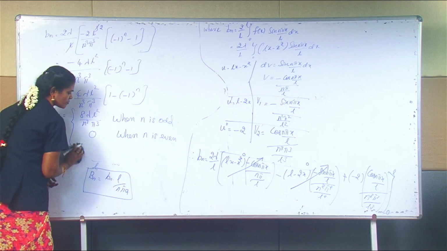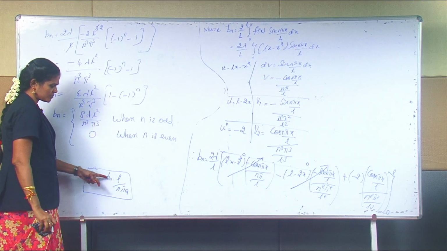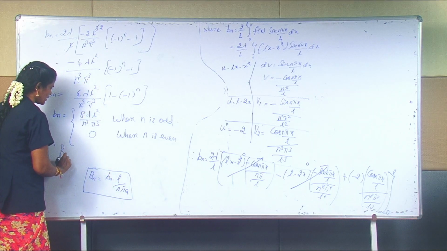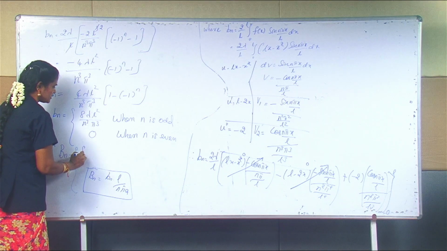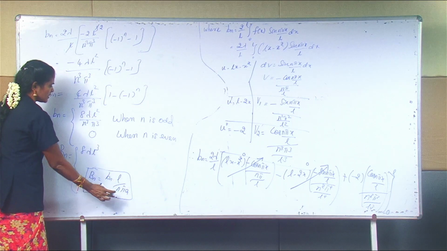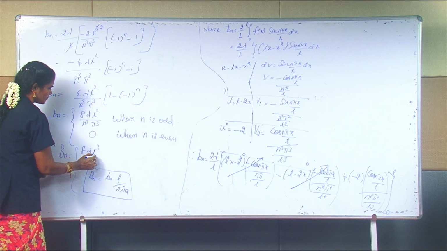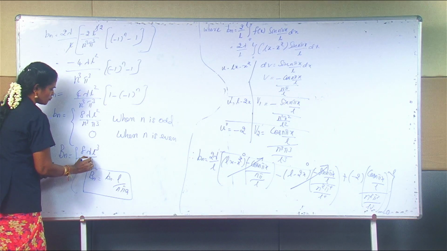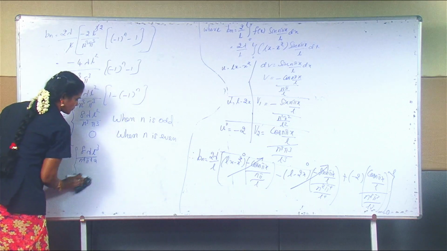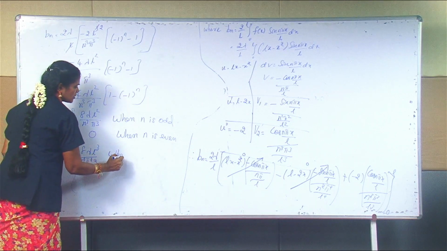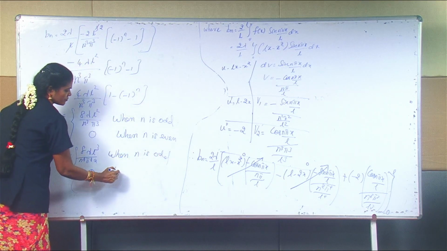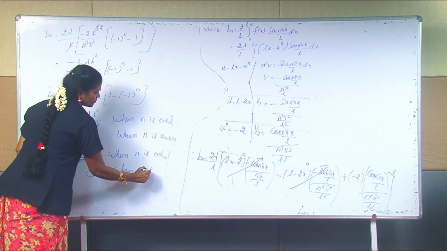Now consider what is your capital Bn. Already your Bn value was Pn into L divided by n pi a. Therefore, your capital Bn becomes 8 lambda L square into L becomes L cube, n pi a you have, that is why it becomes n power 4 pi power 4 a, when n is odd. It is 0 when n is even.